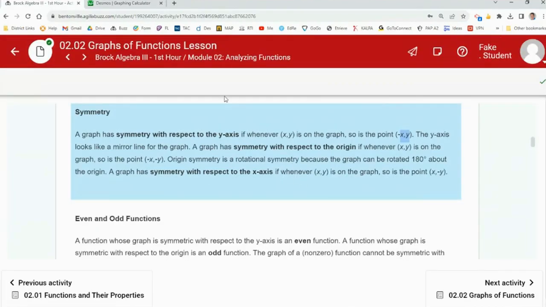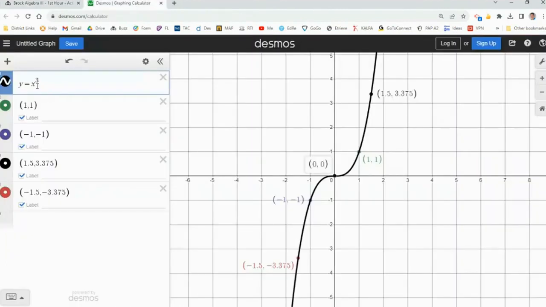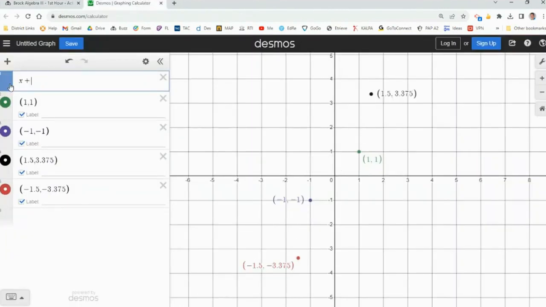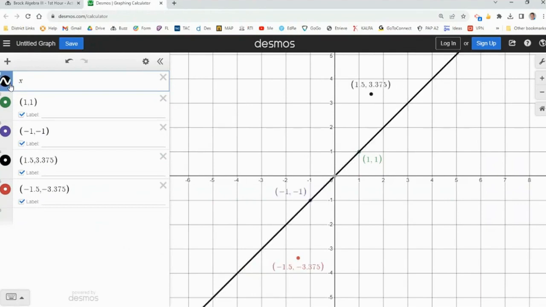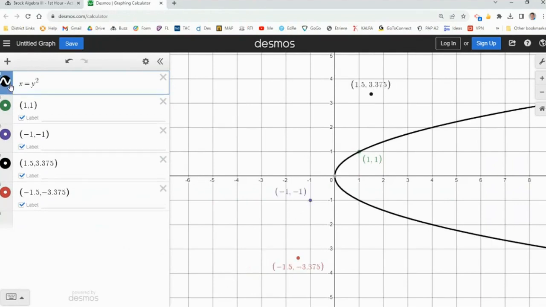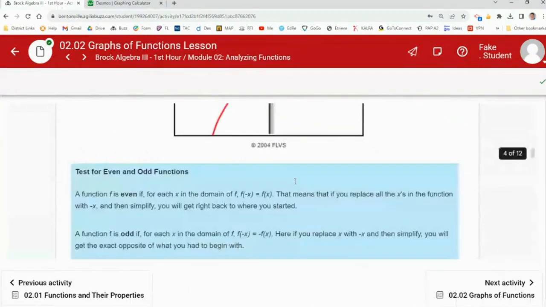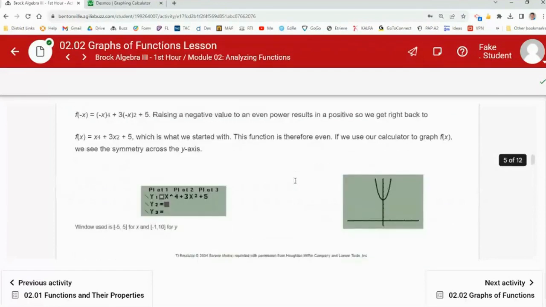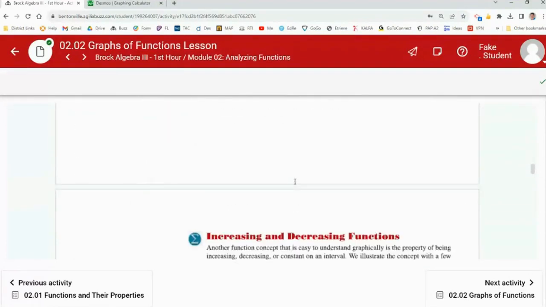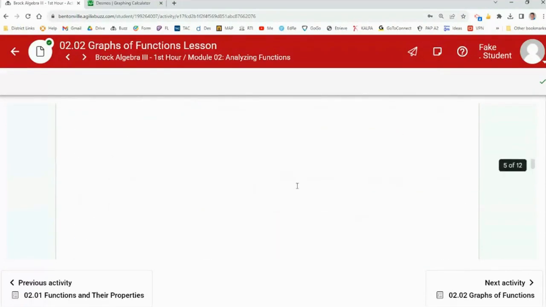And then, of course, with the x-axis would be the same type of thing, but it would be x equals y squared, something like that. Where (1, 1) means (1, -1) would also exist. Okay, same thing up and down, symmetric around the x-axis. Last thing I want to look at is even or odd functions. Is that the last thing they have on here? I think so. Yeah, then we get to the actual lesson down there.